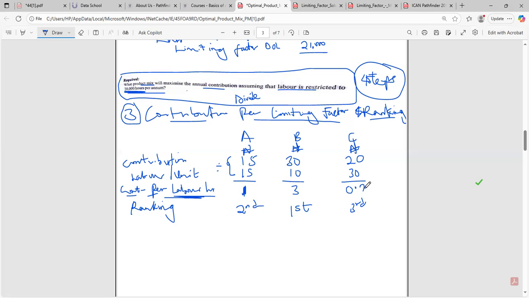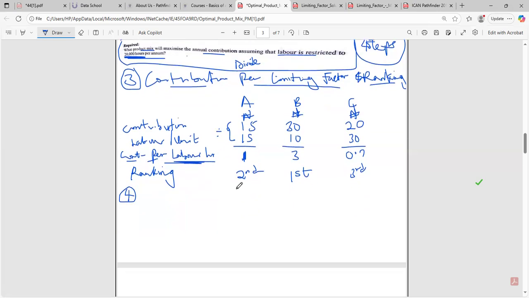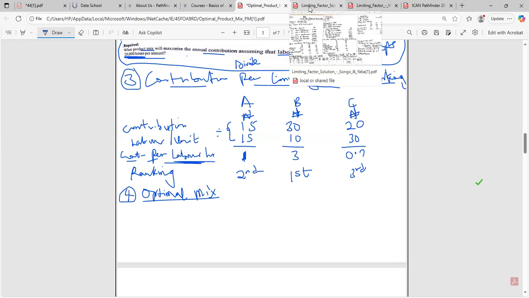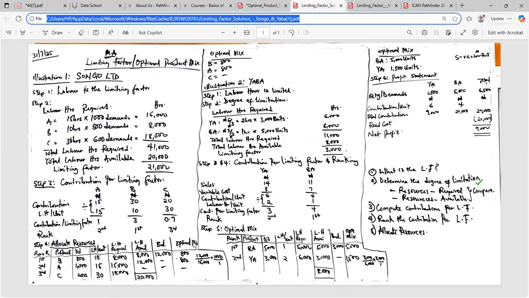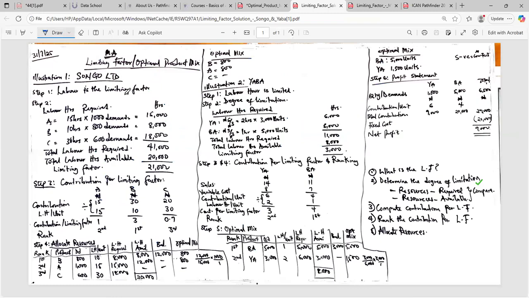All right. So once we are done with that, what is number 4? Step 4, allocate the scarce resources, which is optimal mix, Abi. I can't calculate the optimal mix, so let me just use my own solution to solve the optimal mix. Everything that we have solved is here.